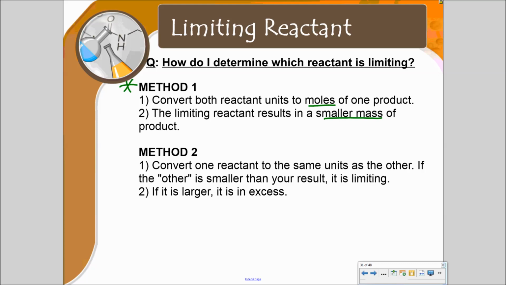Method two, you convert one reactant to the same units as the other. If the other is smaller than your result, it's limited. If it's larger, it's in excess. This is my favorite one. If you choose to use method two, that's fine. You just still have to use dimensional analysis. You still have to show your units in your work, and you still have to have mole ratio and whatnot.